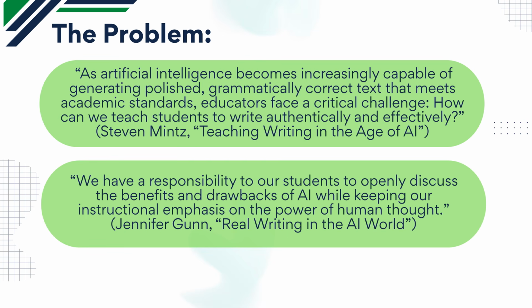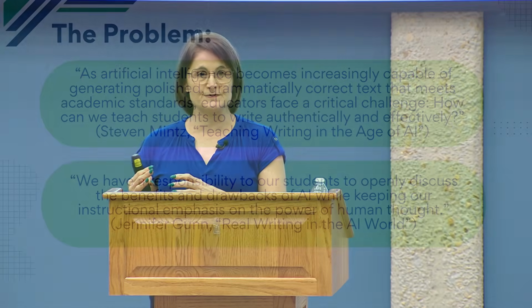Jennifer Gunn, who wrote Real Writing in the AI World, points out that we do have a responsibility to our students to openly discuss the benefits and drawbacks of AI while keeping our instructional emphasis on the power of human thought. We have to find a way to teach students to use AI as a tool the same way that they would use a dictionary or a thesaurus, while still producing their own authentic ideas in their own authentic words. And finding that merger is going to be the challenge of the writing curriculum for the next several years.